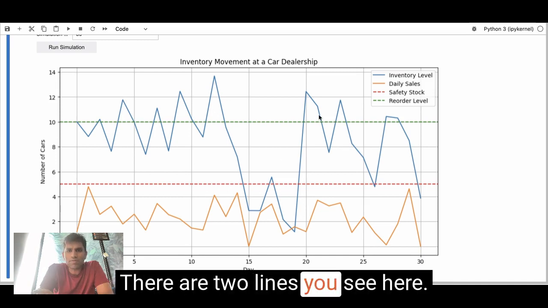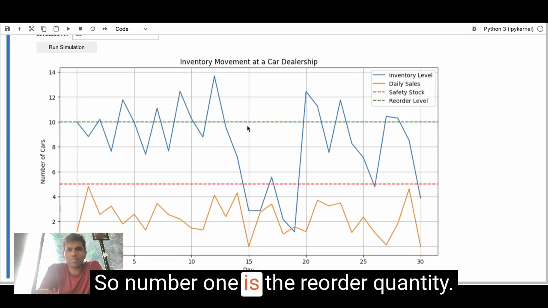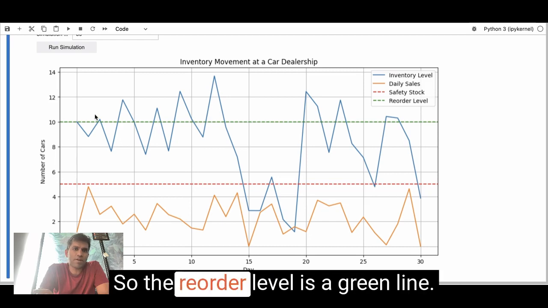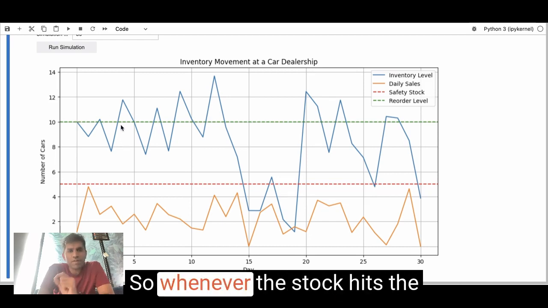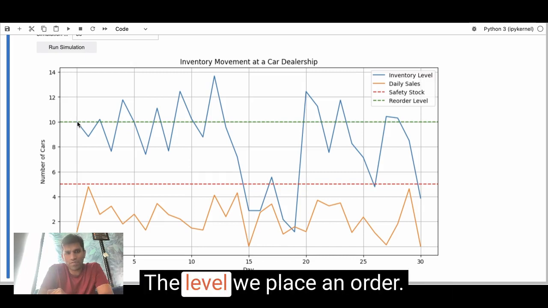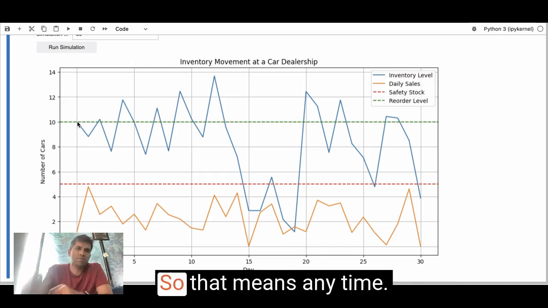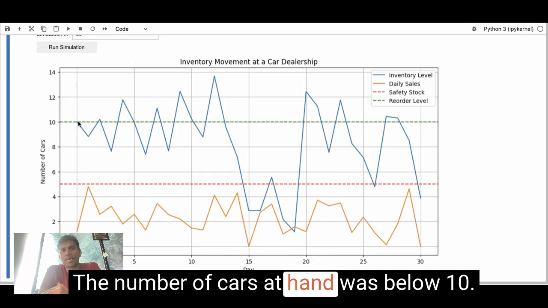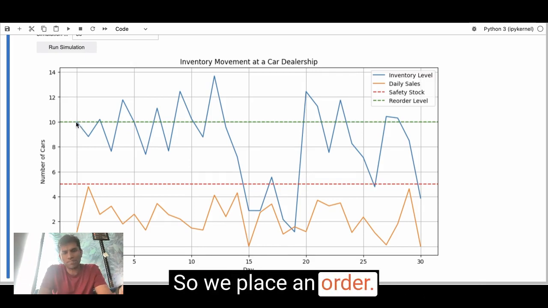There are 2 lines you see here. Number one is the reorder level, which is the green line. Whenever the stock hits the reorder level or goes down below it, we place an order. That means anytime the number of cars at hand goes below 10, we place an order.